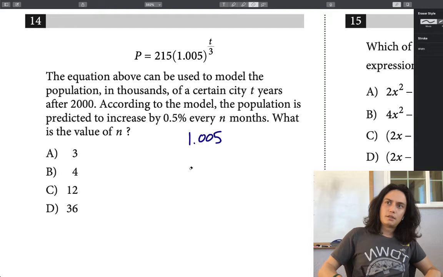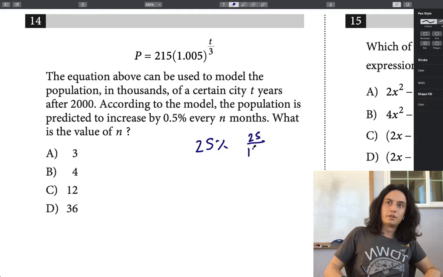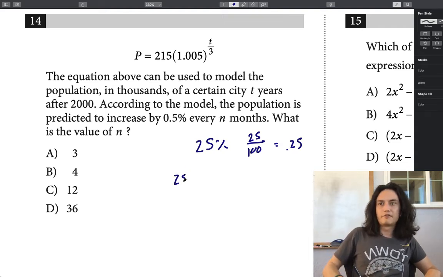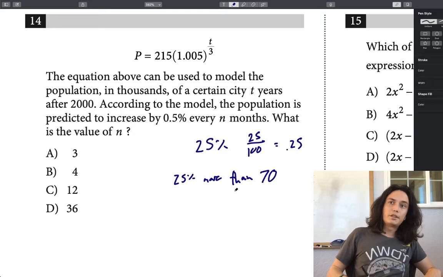Anyway, though, we see the concept of 0.5% in here. And just as a brief model of how percentages work, right? 25%, that's 25 over 100. That's the same as 0.25. And so when you're trying to increase something by 25%, like 25% more than, oh, I don't know, 70, the way this works out in math is just 70 times 1.25.